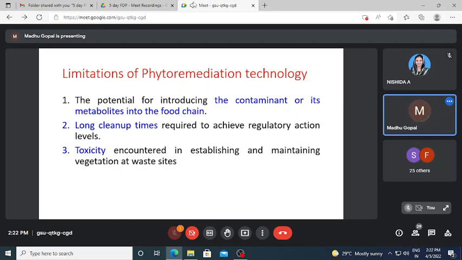The plants absorb the contaminant. This contaminant substance may be a hazardous chemical or a heavy metal. Then in the plant system, it may undergo metabolism and result in the generation of metabolites. These metabolites also may be toxic in nature. So there is a possibility that the contaminant or its metabolites are introduced into the food chain, because you know the principle of the food chain in the environment. Plants are primary producers. So herbivores eat these plants, and when these animals are eaten by other animals, the contaminant moves up in the food chain and may ultimately reach human beings. So that danger is there.